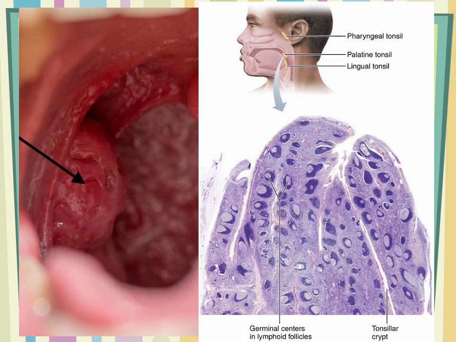This is a view of how they look in real life. This one is a little bit inflamed, not as much, but as you can see, it's red. When we get sick, you can see a lot of white spots on this. On the other side, this is a histological sample, and as I told you in class, we see a lot of lymphoid follicles where there are a lot of white cells. And this is a tonsillar crypt where bacteria can be trapped.